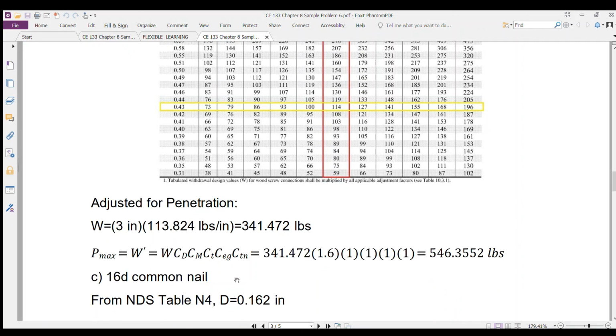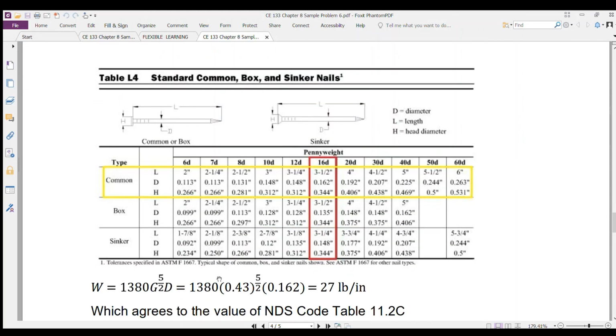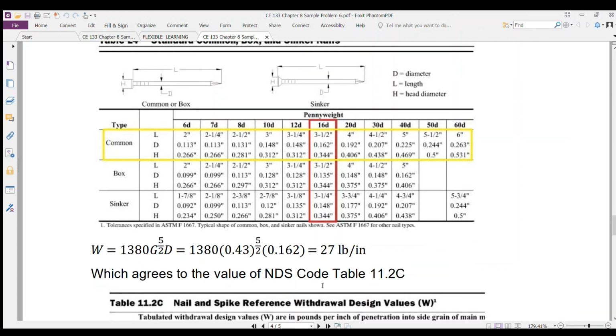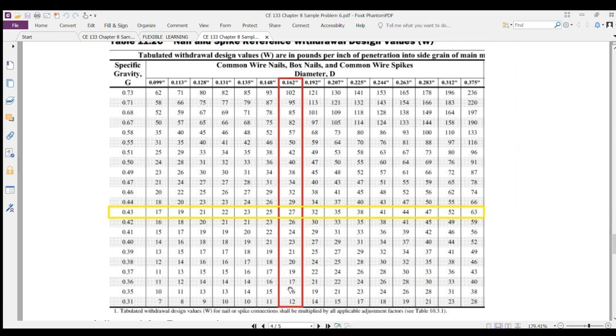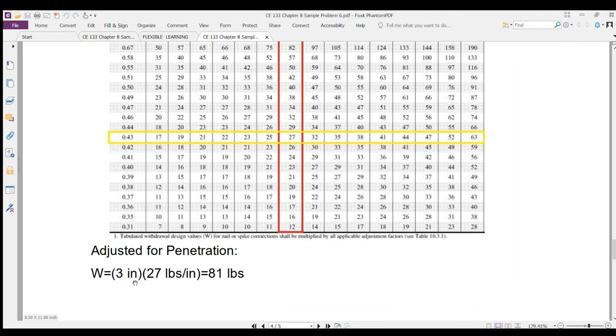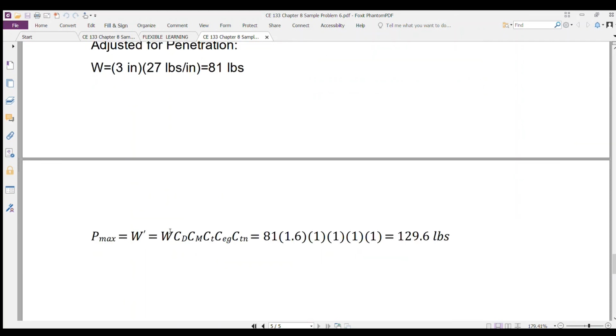Next is the 16D common nail. Using the NDS table N4, D is equal to 0.162 inches. Using the formula 1380 G raised to 5/2 multiplied by D, we have 27 pounds per inch, which agrees with the value of NDS code table 11.2c, 27. Now adjusting for penetration, multiplied by the depth of penetration of 3 inches, we have an adjusted value W of 81 pounds. Multiplying by the adjustment factors, P max is equal to 129.6 pounds.